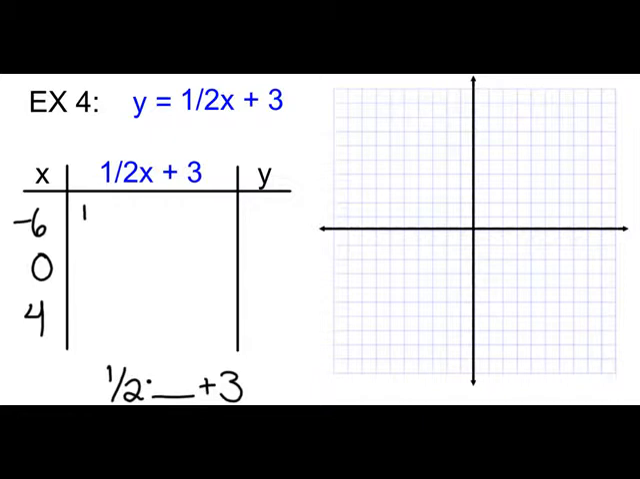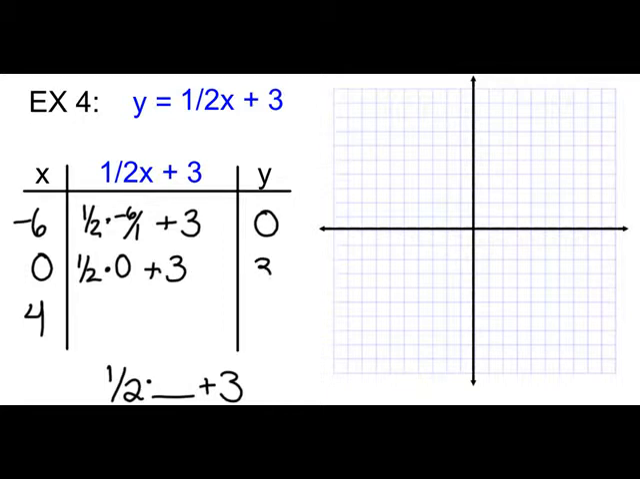My first problem is going to be 1/2 times -6. We put it over 1. We multiply. We divide. So what is half of -6? That's -3. Then I'm going to add 3 to it, and I get 0. I repeat the process with my next one. 1/2 times 0. Anything times 0 is just 0, so I don't have any work to do there. Plus 3 is 3.